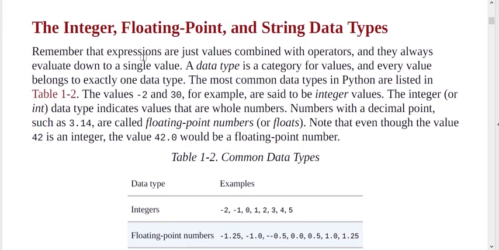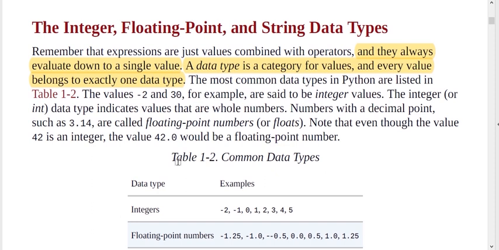The next topic is the integers, the floating point and the string data types. So here guys, you have to remember that expressions are just values combined with operators, and they always evaluate down to a single value. But we will not be dealing with expressions all the time. Sometimes in our programs, and normally in our programs, we will be using data types. So what exactly are data types? A data type is a category for values, and every value belongs to exactly one data type.